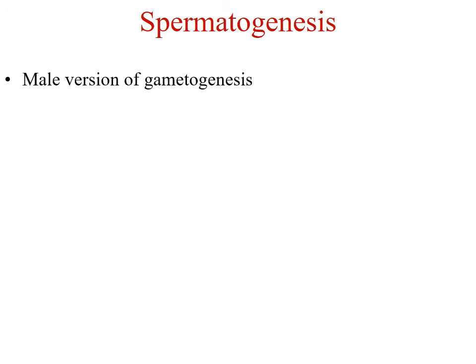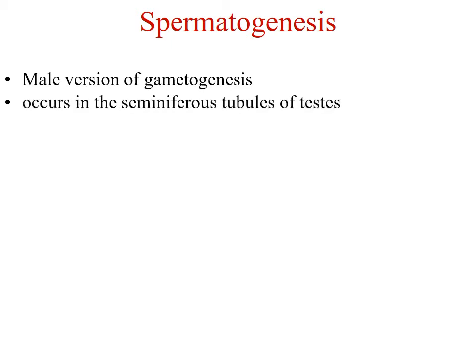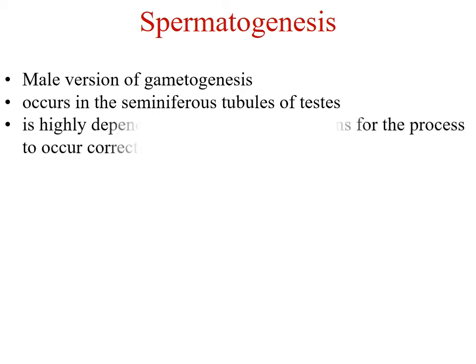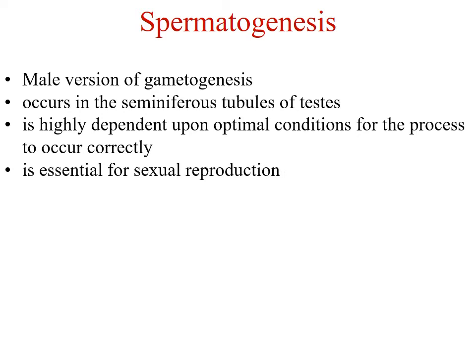Spermatogenesis is the production of gametes in the case of males. That's the male version of gametogenesis. It occurs within the seminiferous tubules of the testis. It is highly dependent upon optimal conditions for the process to occur correctly, and it is very essential for sexual reproduction.